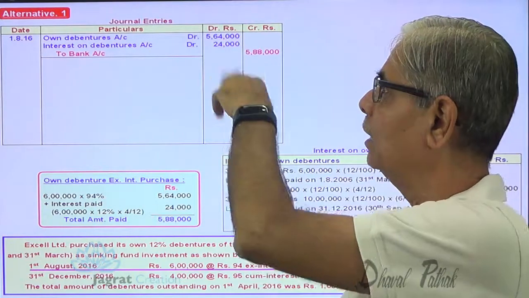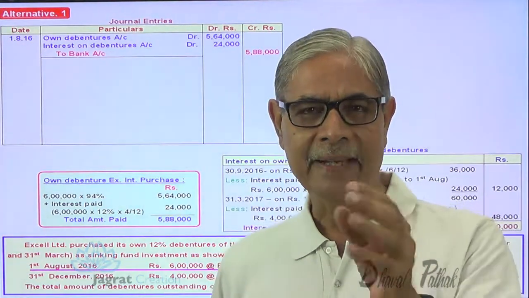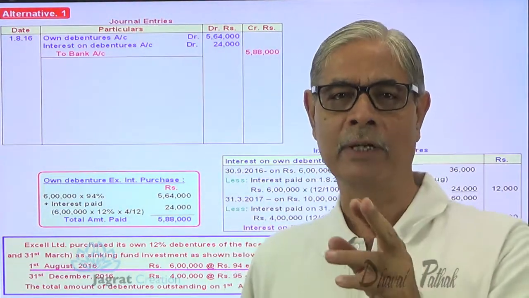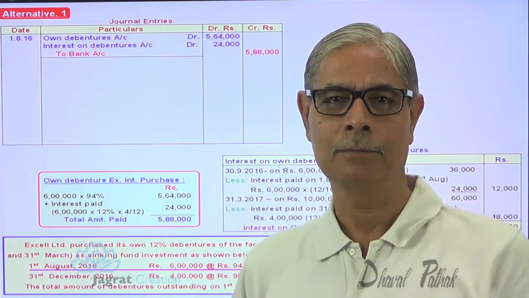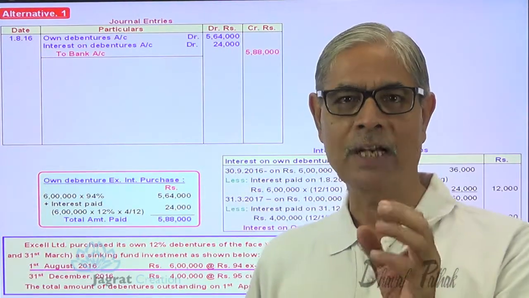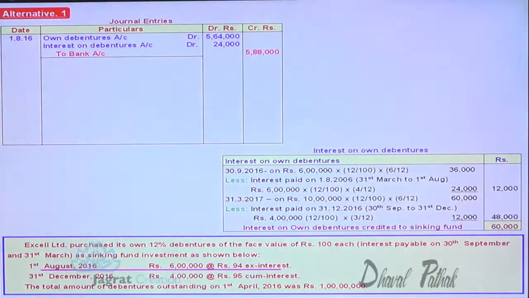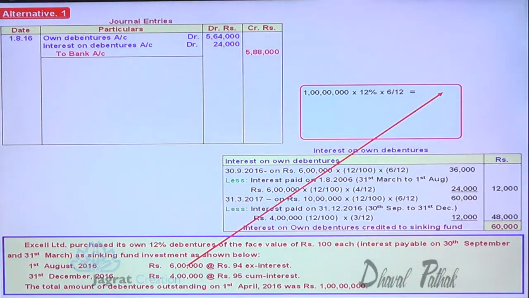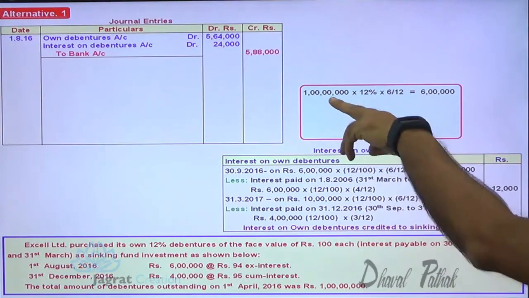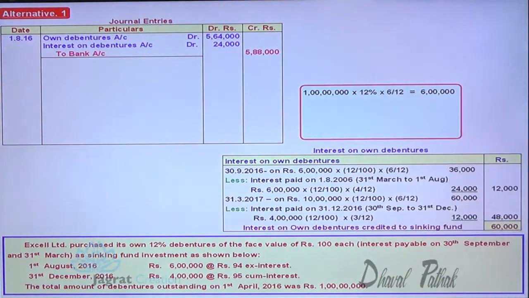Now on the interest date, I am required to debit debenture interest account with the total amount other than this 24,000. Notice it. So total debentures are 100 lakhs, 100 lakhs into 12% into 6 by 12, 6 lakhs is total interest.